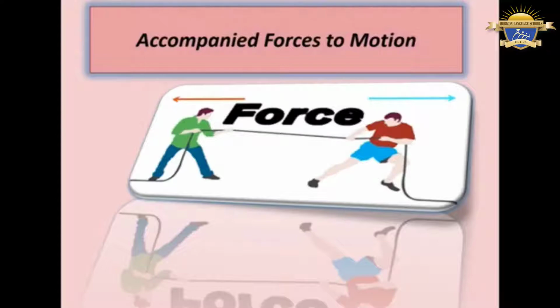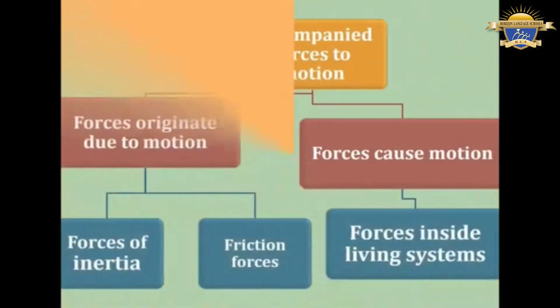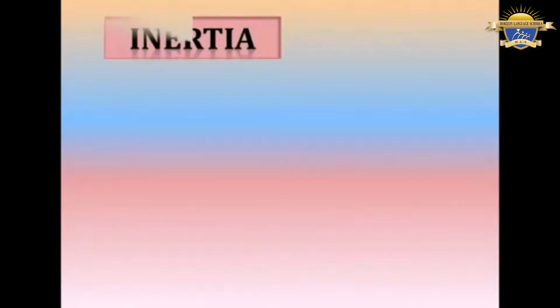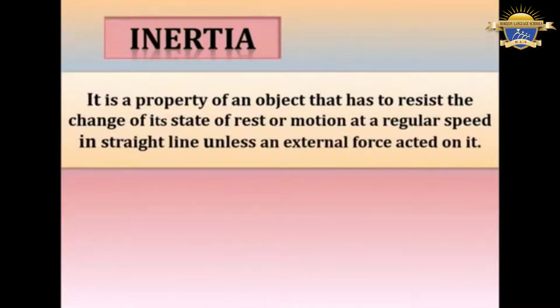There are two types of forces accompanied to motion. Forces originate due to motion, and forces cause motion. The forces which originate due to motion are forces of inertia, forces of friction or friction forces. Number 2, forces cause motion are forces of living systems, or forces inside living systems.